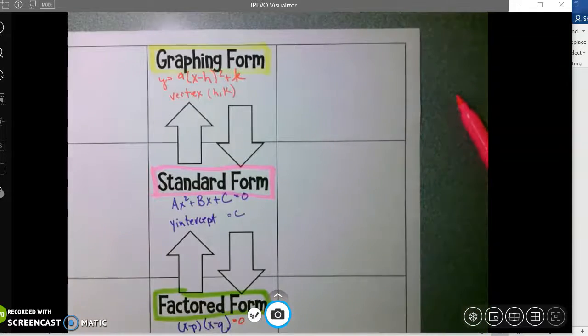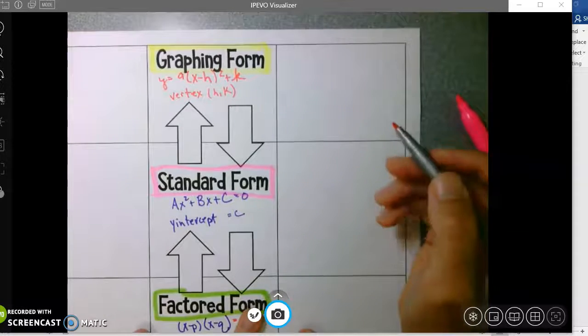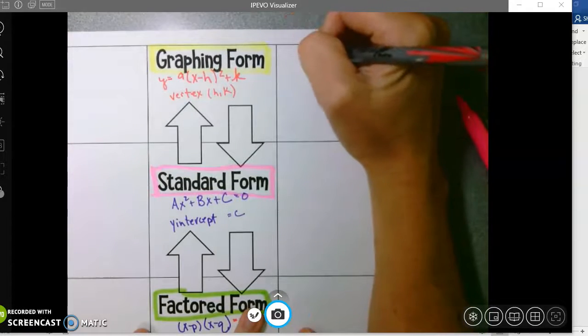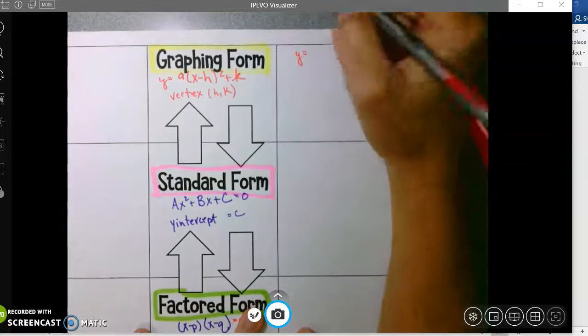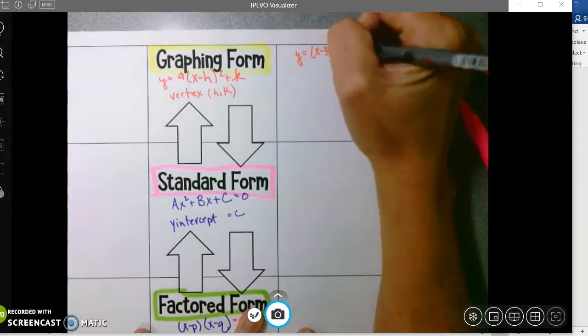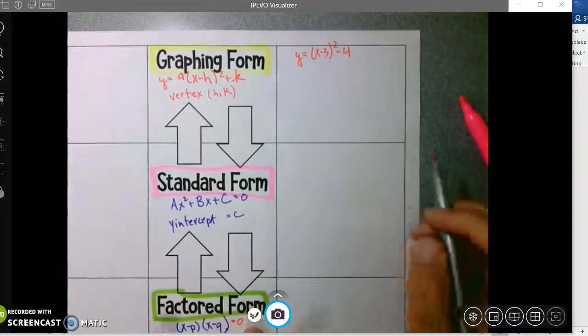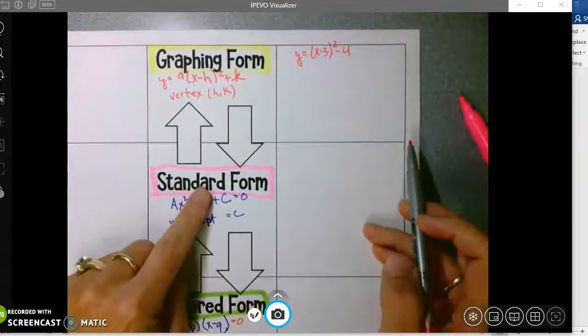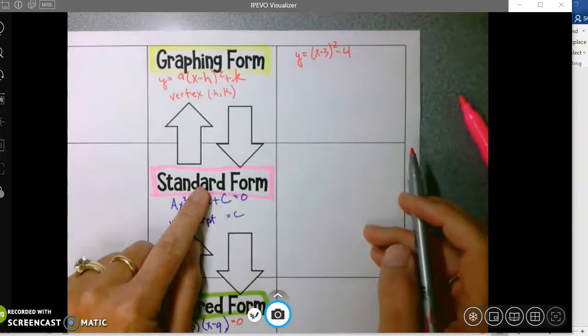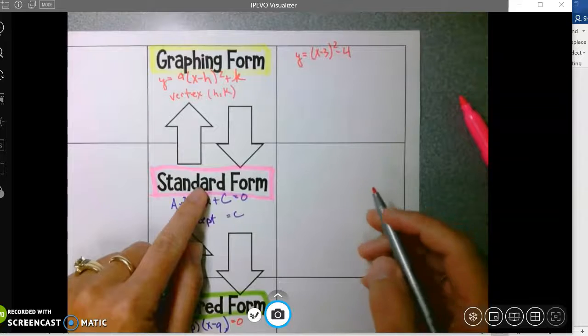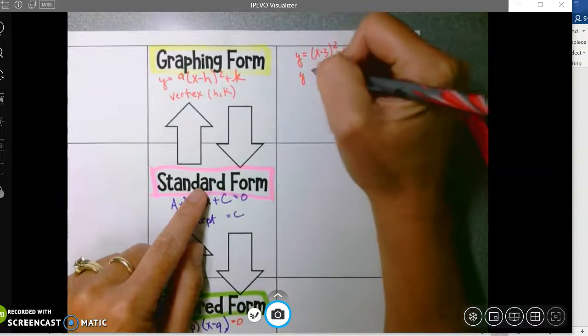Now that we have a good understanding of what each form is useful for, we're going to talk about how to go from one form to the next. So let's start with something in graphing form, which is going to be y equals (x minus 3) squared minus 4, right? And that's in graphing form. How do we turn that into standard form? Well, in order to turn that into standard form, we're just going to multiply that out. What does that look like?